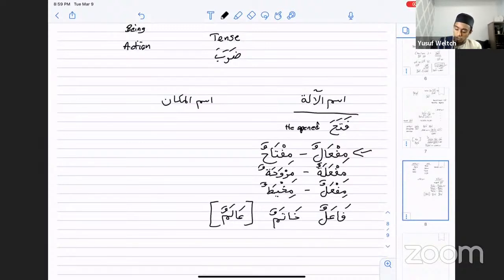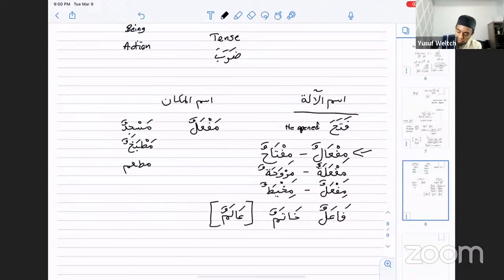So that's one. And then the last is the place in which you do something, which takes the pattern of maf'alun with a fatha on the meem, as opposed to the kasra on the meem, mif'alun, which is ism ala. So you have masjidun, the place of sajda. Matbakhun, which is the place of cooking, the kitchen. Mat'am is a restaurant, the place of eating, and so forth. Maktab is the place of writing, which is a desk.